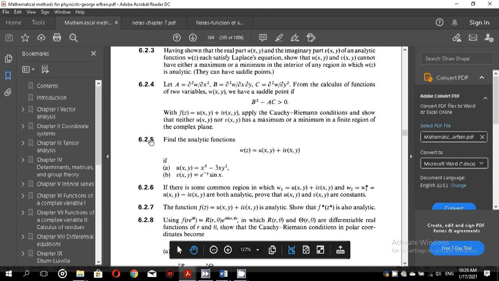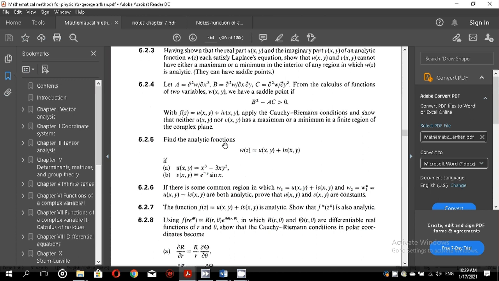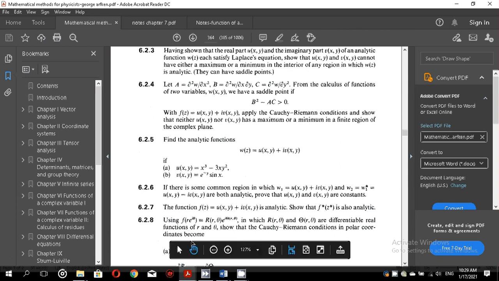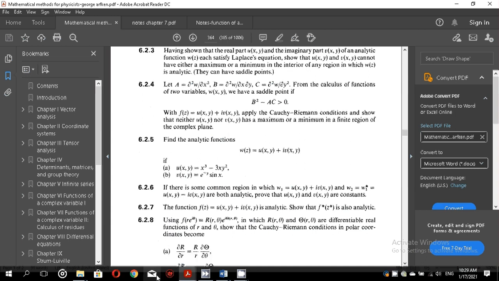exercise 6.2.5. Find the analytic function omega z is equal to u(x,y) plus i v(x,y) if u is equal to this part A and if v is equal to this part B. So in either of these parts, the real or imaginary term is given and we have to find the other term. So let's go to the solution of this problem, of this exercise, which is very simple.